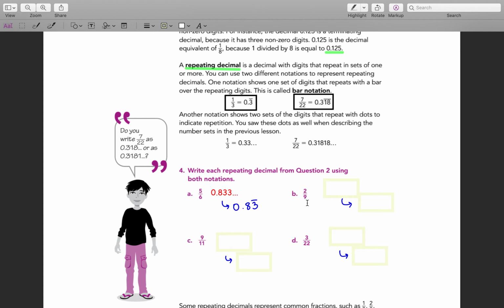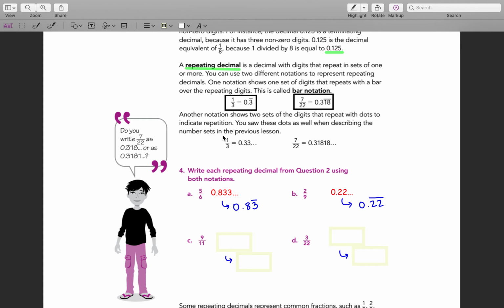Same thing for 2/9. If you put it as a decimal, you would divide, which we did on the previous page. It's 0.22222 and so on. So we know that 2 is being repeated, so it's 0.2 with the bar on top of 2. This is the same thing as 0.2 with the bar on top of 2 or 0.22 with the bar on top of both 2s. Does not matter.